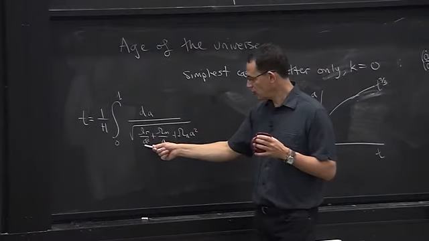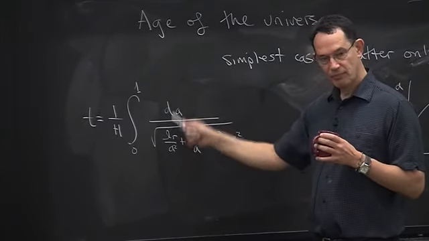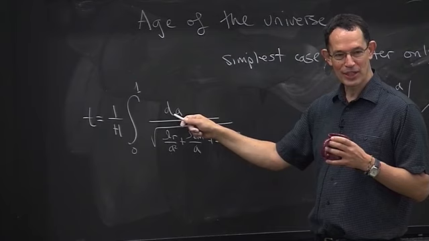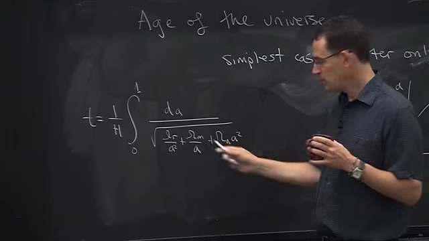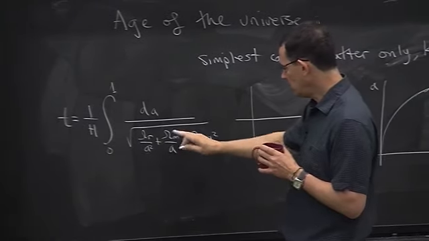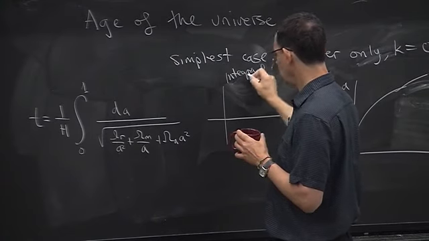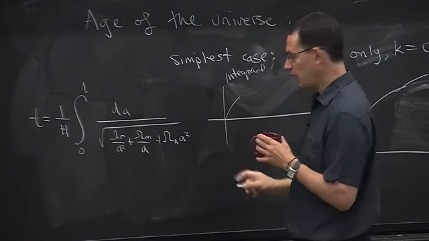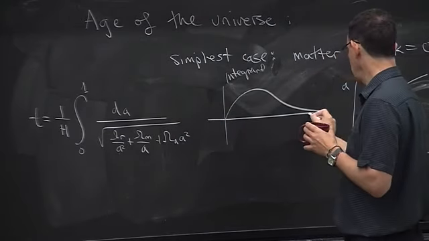Now, you can see it's true that at small a, this guy dominates over that. However, at small a, this makes the denominator bigger, and so it's not going to give much contribution to the integral. At small a, this guy was already big. So if we plot the integrand, at small a, this one dominates, so the integrand will go like a to the 1/2. And then at large a, the integrand's going like 1 over a. So the integrand looks like this.